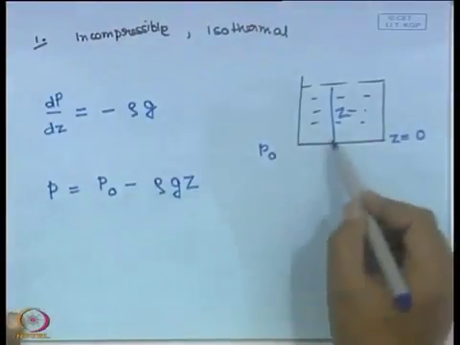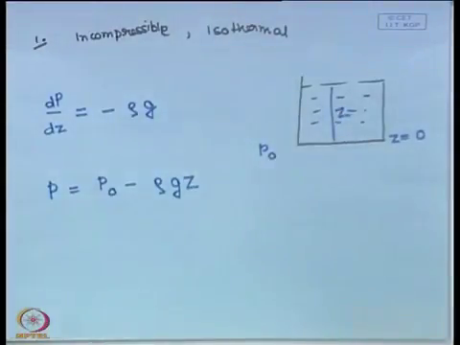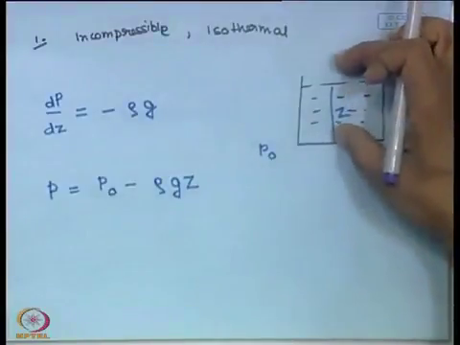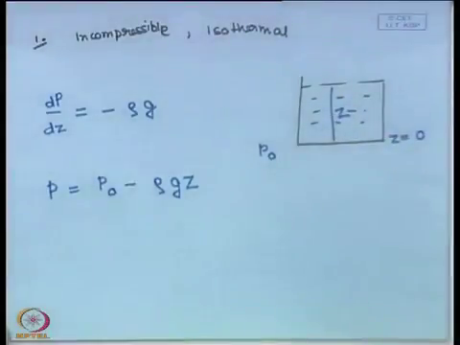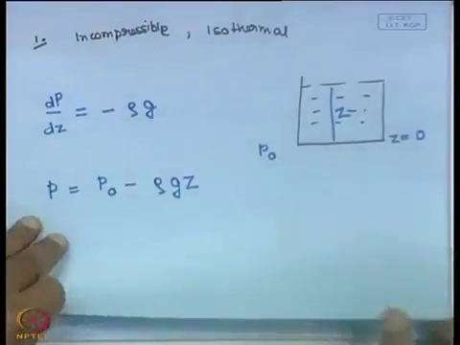So, as you go up, the pressure keeps on falling, or you may say that there is a pressure due to the column of the fluid above the particular point that you are looking at. Okay, this is a very simple application of the fluid equations, hydrostatic.